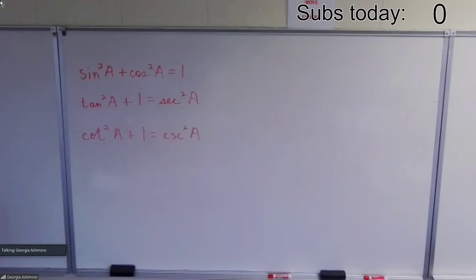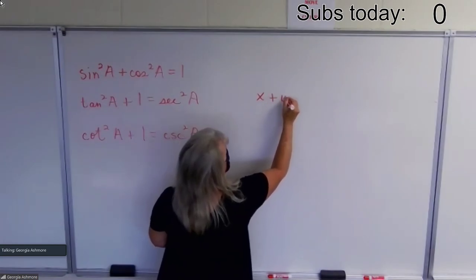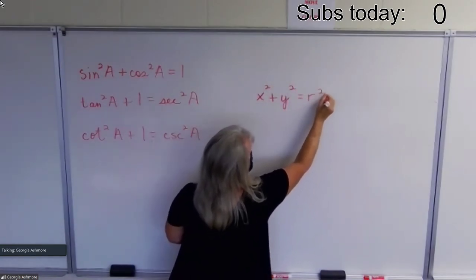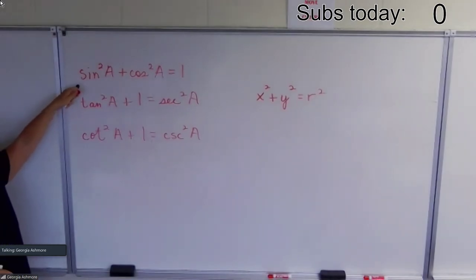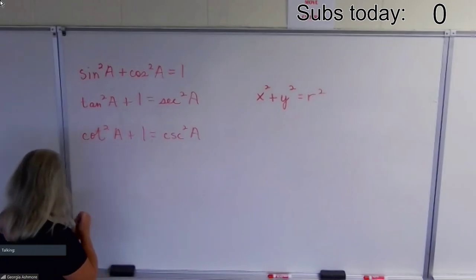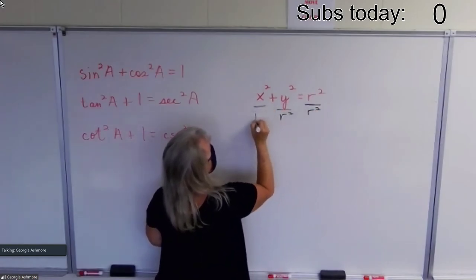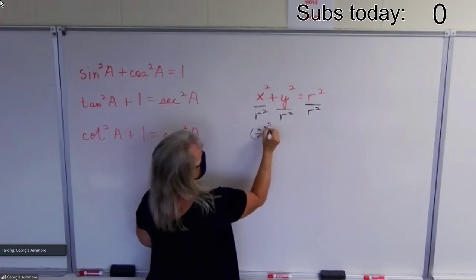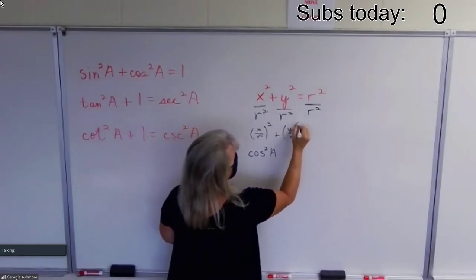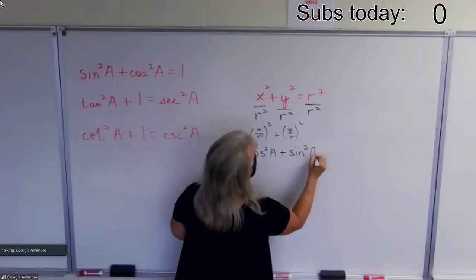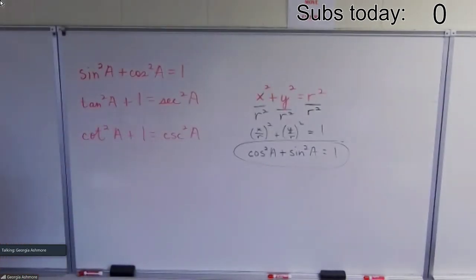And the reason they're called Pythagorean identities is because you derive them from the Pythagorean formula. If I have x squared plus y squared equals r squared, isn't that Pythagorean theorem? A squared plus b squared equals c squared, but we're doing x by r. I can get this first one by dividing through by r squared. All right, what's x over r? Cosine squared. And what's y over r? Sine squared. And r squared over r squared is 1. So that is the first one. I just did a commutative property of addition.